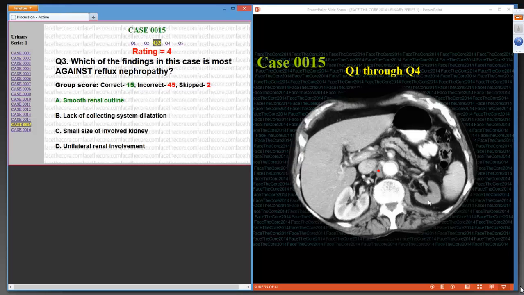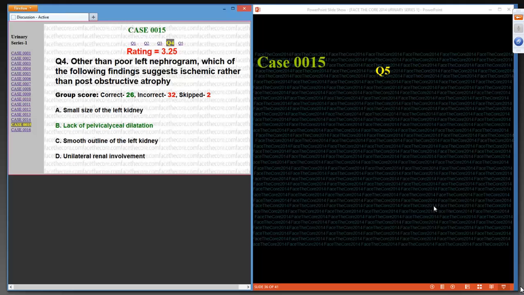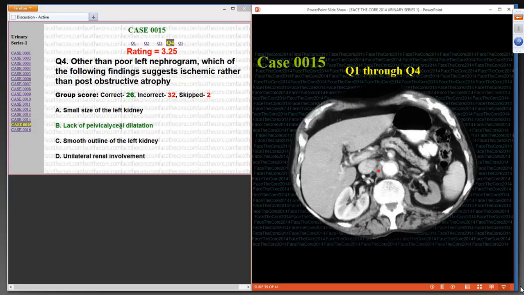If it is smooth, then it can be due to renal artery stenosis, a vascular cause, or post-obstructive atrophy. Post-obstructive atrophy is when there was obstruction in the past, it was relieved, and the kidney collapsed. The renal parenchyma was atrophied. And even though the obstruction has been relieved, you will still find some dilatation of the collecting system. The fact that in this small smooth kidney there is no dilatation of the collecting system goes in favor of this being an ischemic rather than post-obstructive atrophy.